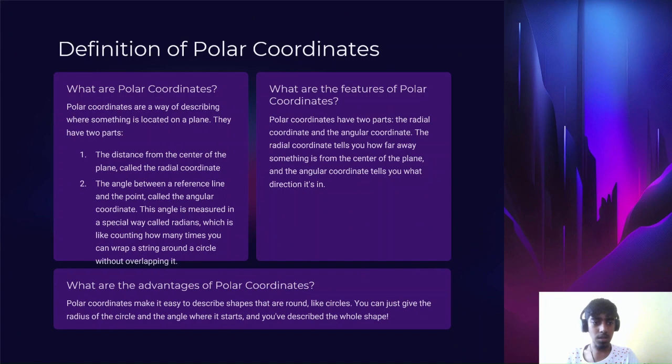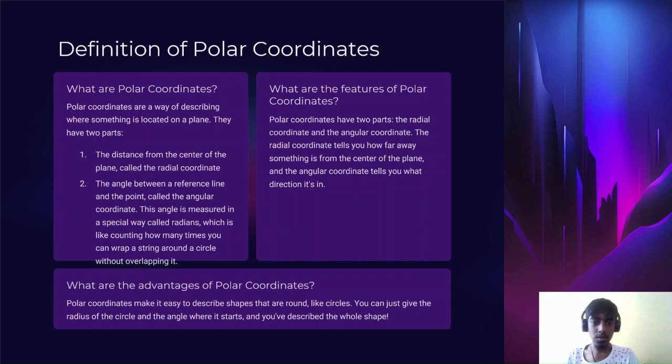Definition of polar coordinates. Polar coordinates are a way of describing where something is located on a plane. They have two parts. Distance from the center of the plane is called the radial coordinate. Second one is the angle between the reference line and the point, called the angular coordinate. This angle is measured in a special way called radians, which is like counting how many times you can wrap a string around a circle without overlapping it.